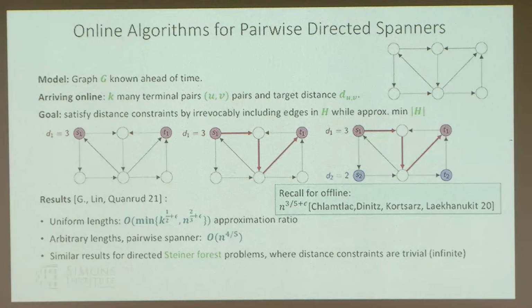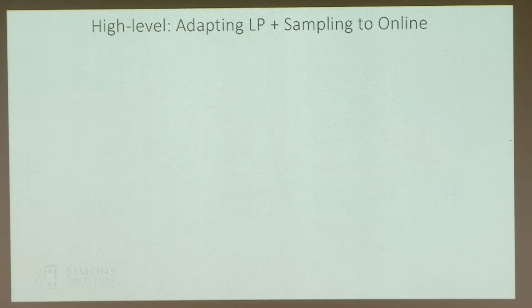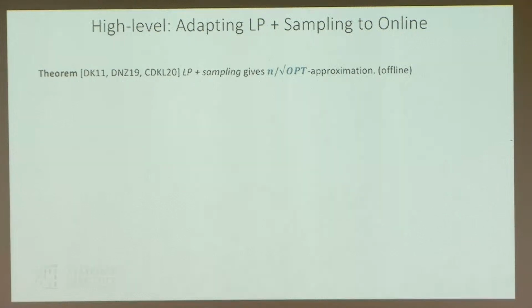And these results carry over to something called Steiner Forest problems in the online version. In this version, we just want to maintain that pairs of vertices that are connected remain connected in the subgraph. We don't care about distances. So I'm not going to say much about these. Okay, so at a very high level, the idea is the following.